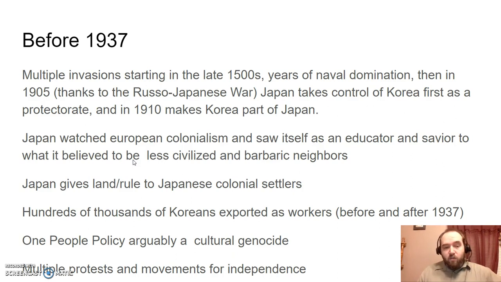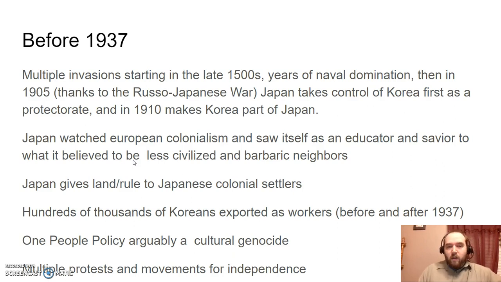When Japan takes control of Korea, makes it part of Japan, one of the first things they do is they send in Japanese settlers. These colonial settlers, they take control of pretty much everything in the government. They get large chunks of land. While we have all these Japanese coming in, we also have hundreds of thousands of Koreans being sent out to do work. Work in Japan, work in Japan's colonial holdings, in Micronesia, all over the place.